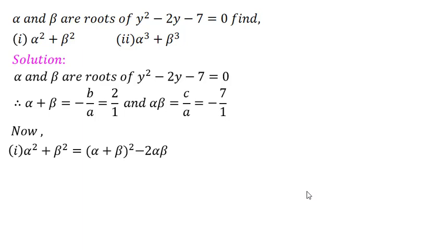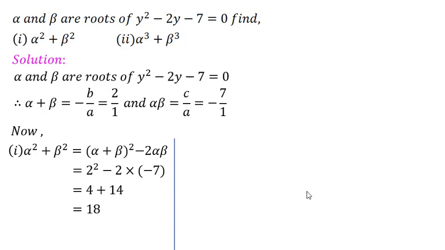Now I have to find alpha square plus beta square. So I know the formula of alpha square plus beta square as (alpha plus beta) the whole square minus 2 alpha beta. Now I know the value of alpha plus beta, I know the value of alpha beta. I will substitute and I will get the answer as 18.